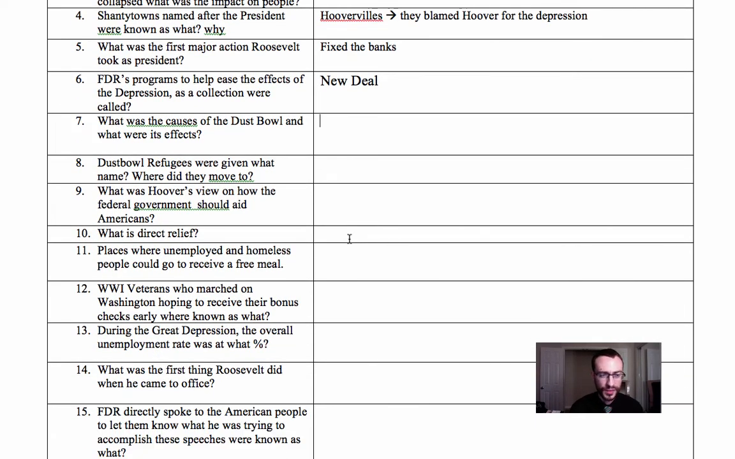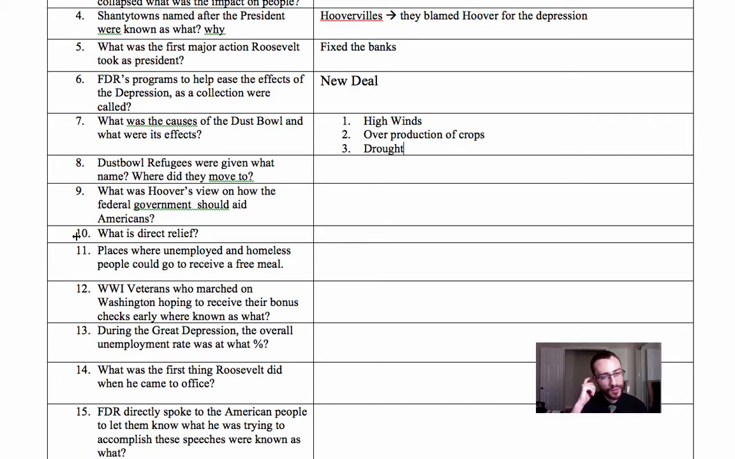Number 7, what were the causes of the Dust Bowl and what were its effects? So causes, just list these out. High winds. Remember, this is in the Midwest. High winds, overproduction of crops. They're producing those crops and sucking the nutrients out of the soil, so the soil becomes looser. Drought, so no rain. You have those 3, you'll be pretty solid.